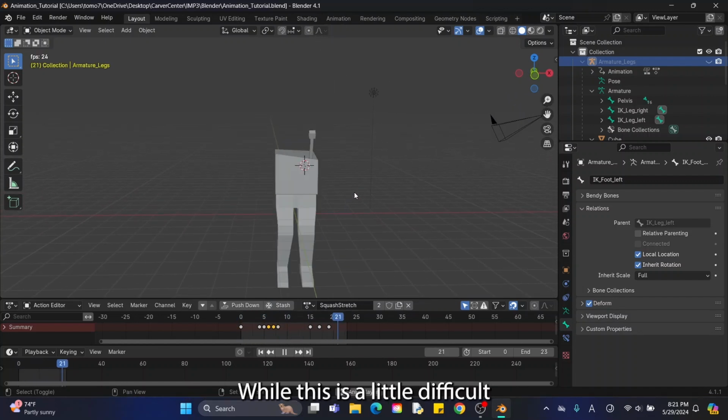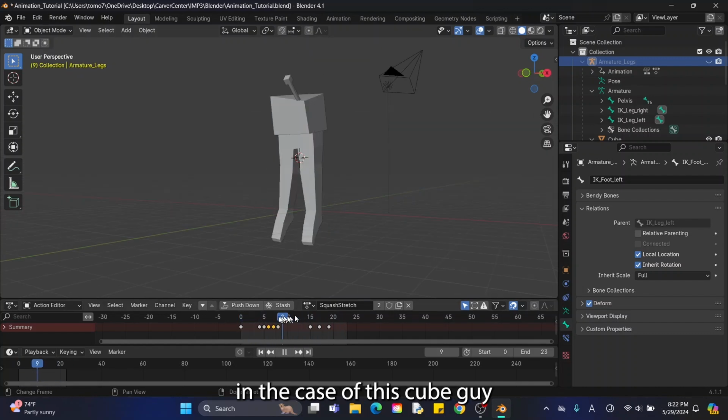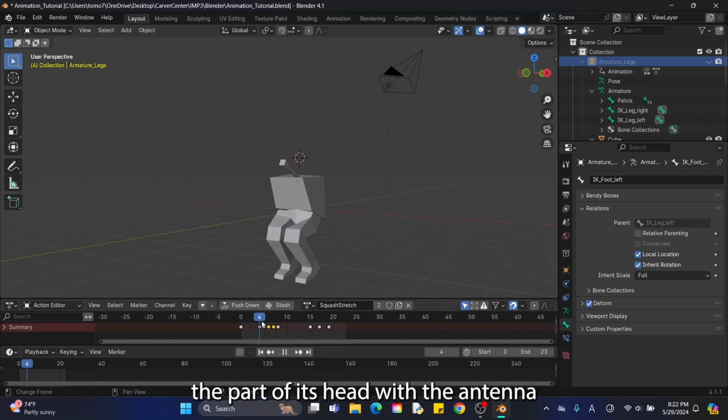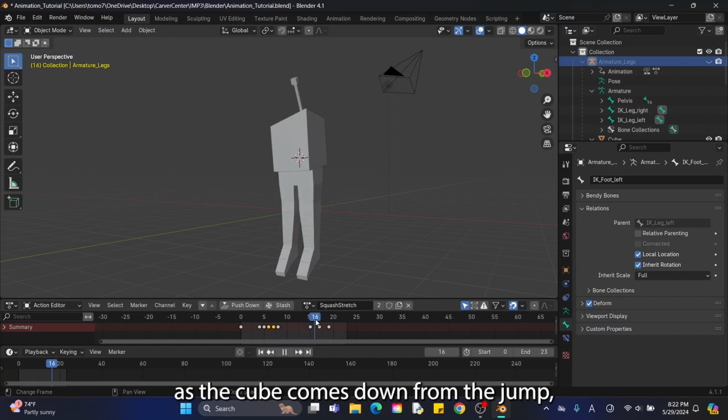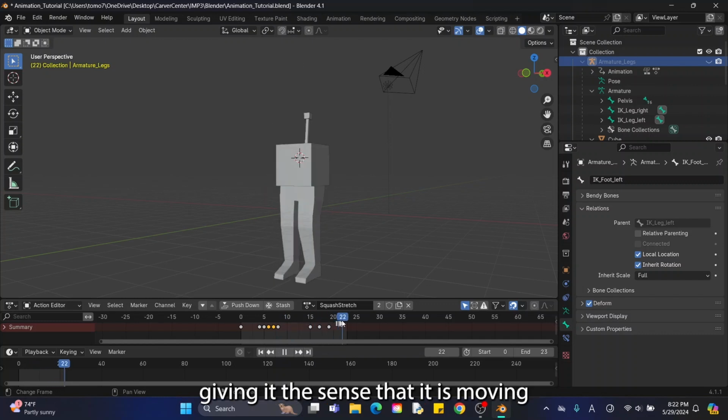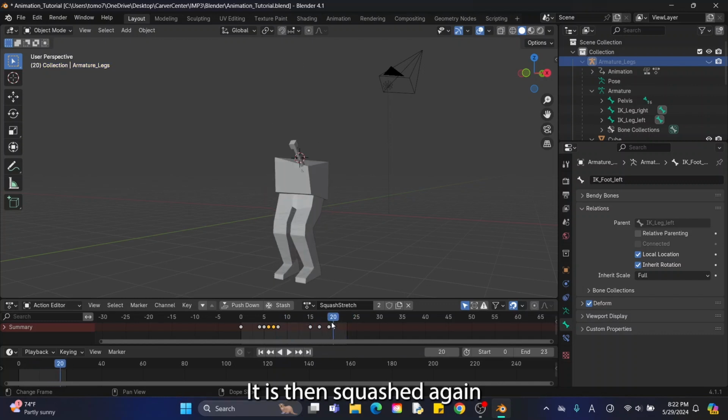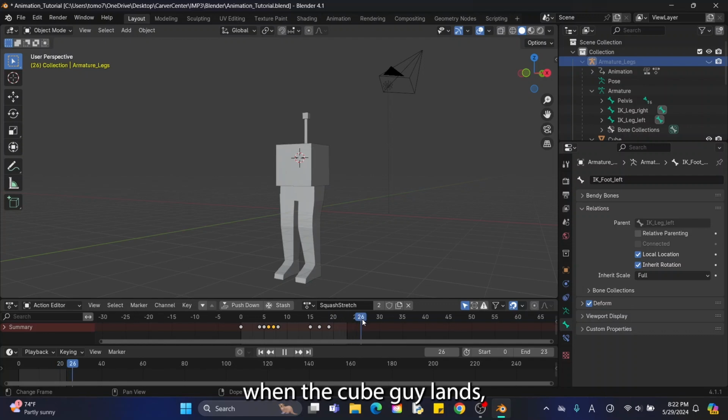While this is a little difficult to execute with a 3D model, in the case of this cube guy doing a jump, the part of its head with the antenna is squashed a little as it goes up, giving it the sense that the weight of the antennae is taking longer to catch up to the cube's movement, and its head is stretched as the cube comes down from the jump, giving it the sense that it is moving quicker here. It is then squashed again when the cube guy lands, giving the sudden stop more weight.